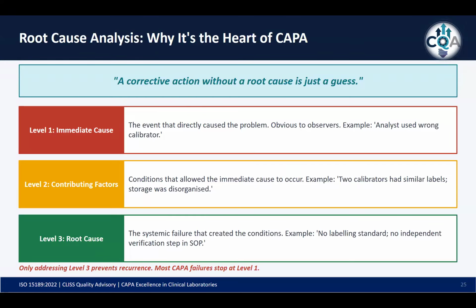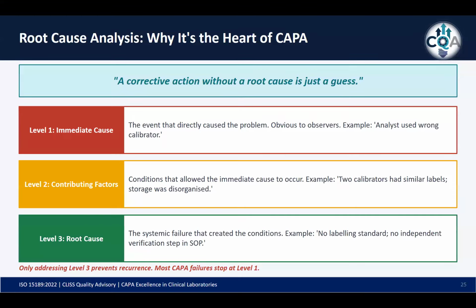Okay, so let's touch a bit on root cause analysis and why it is the heart of your non-conformance management system. A corrective action, please take note of this, a corrective action without a root cause is just a guess. You are just like a doctor giving out antibiotics without DST. They are saying we've seen this before, this could be Staph aureus. They give antibiotics, and that strain might be resistant to the antibiotics you are giving. So it's a guess. So let's not guess.